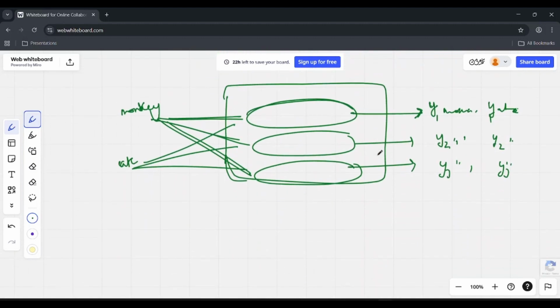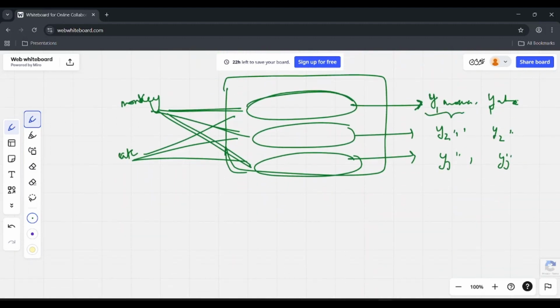And once we have got these embeddings, we concatenate them. How do we concatenate? For example, this is my y1 monkey. Then I have my y1 bank. I'm concatenating them.